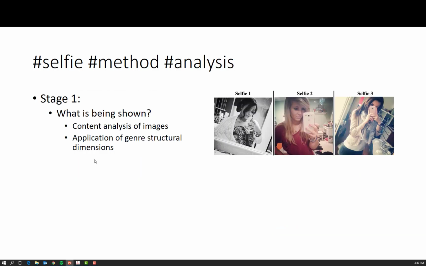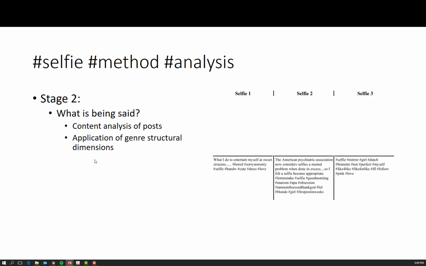So my analysis procedure was, first, I looked at the image and what was shown. From these three selfies on the right hand side, you can see they're quite similar in terms of their structural dimensions. The second thing I looked at was what was said. So this was a content analysis of the posts. Often it required basically interpreting what all these hashtags actually mean.